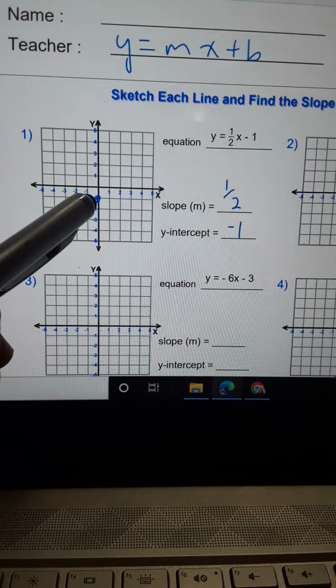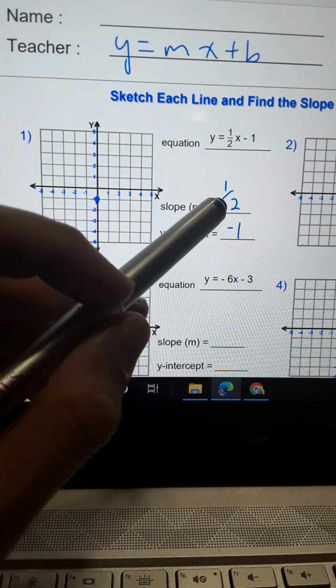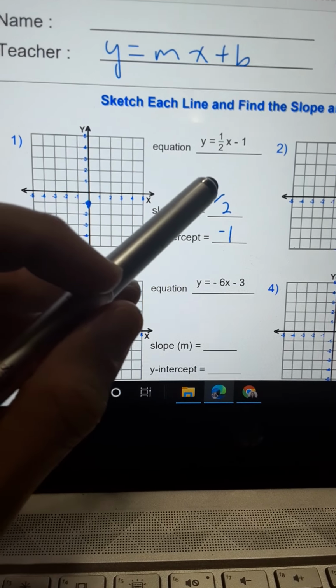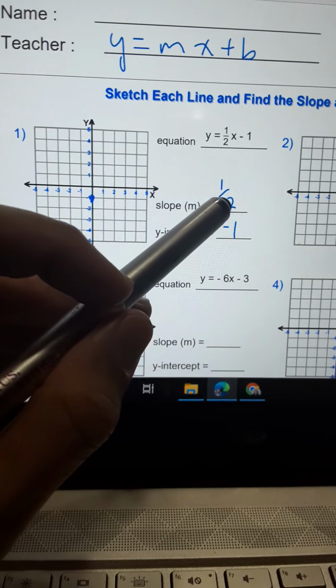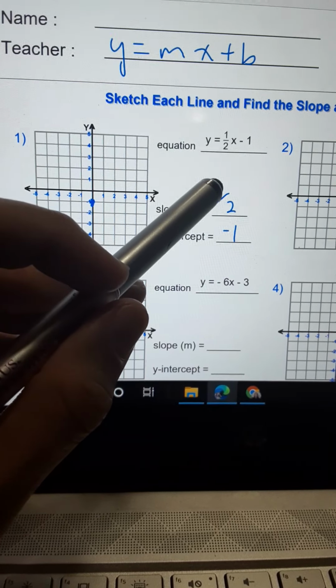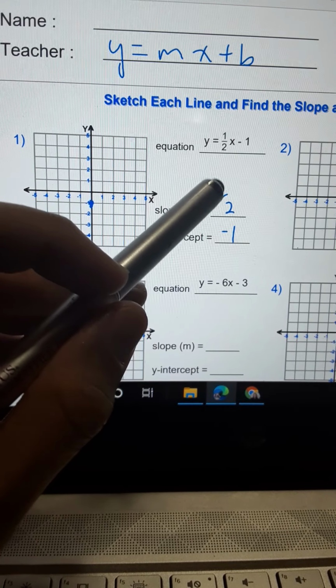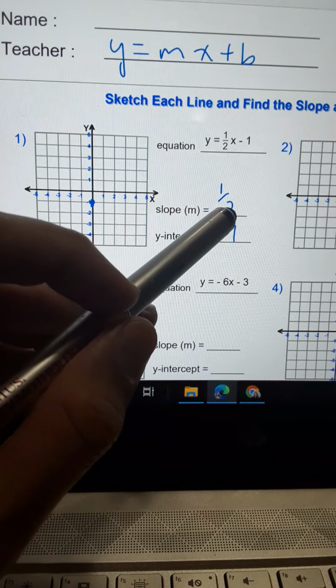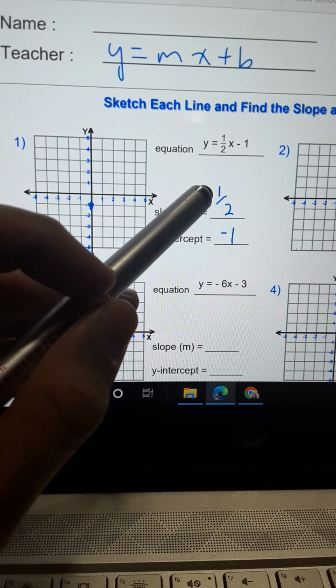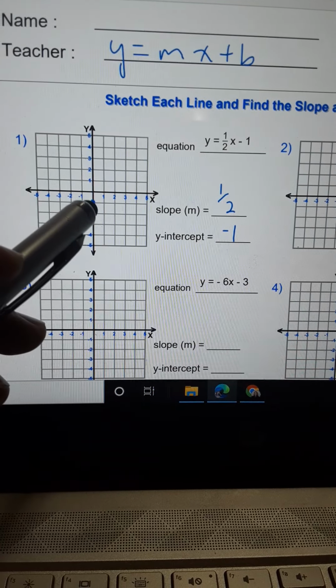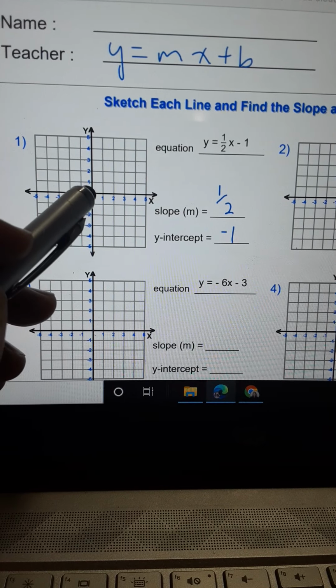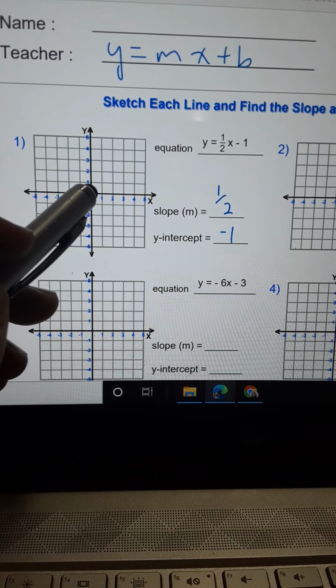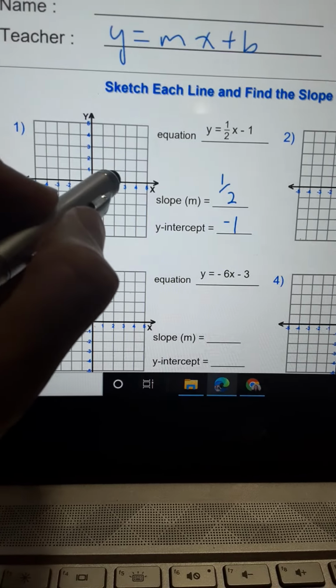Now, from that point, we're going to use our slope to do rise over run and find the next point. Rise 1, run 2. Remember, when you do rise over run, it goes up or down and to the right. This one is going to go up 1 because it's a positive 1 rise. So we're going to rise 1 and run 2 to the right: 1, 2. So our next point will be right here.